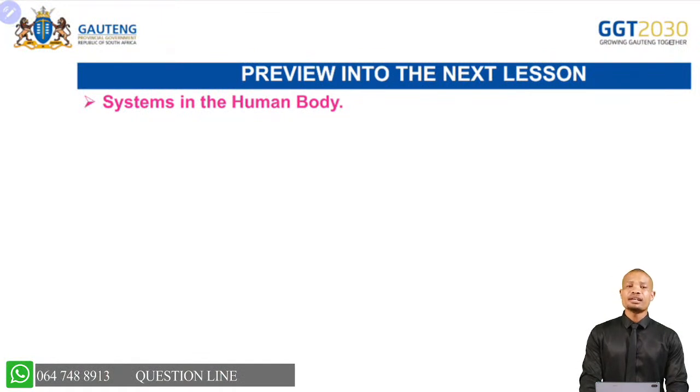In our next lesson, we are going to be looking at systems in the human body. We have about 7 systems and we will look at all of them, how they function, what their main components are, and certain illnesses or health issues associated with each of these systems. That will be your nervous system, your circulatory system, your respiratory system, your musculoskeletal system, and so on.